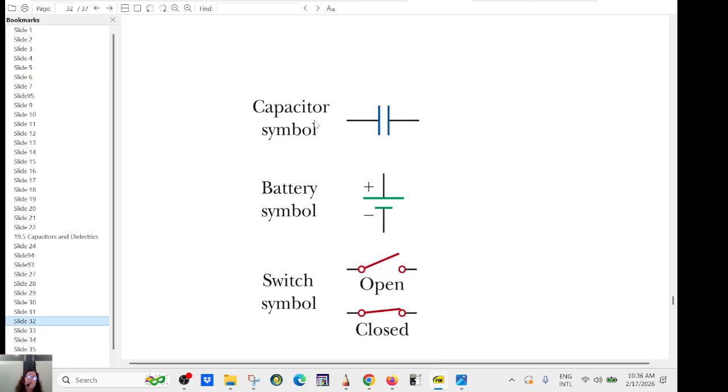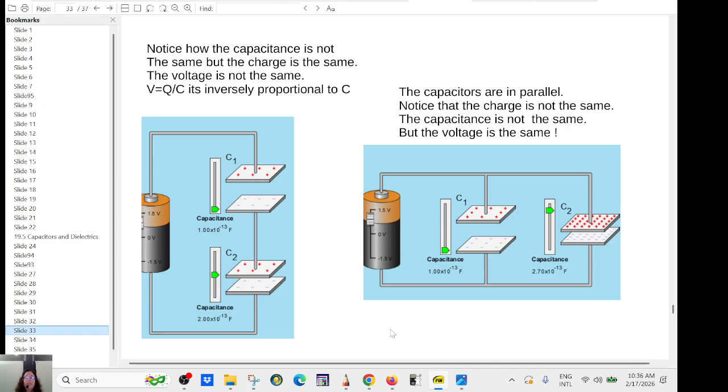So that will be the symbol for a capacitor. It's like two plates here. You can have capacitors in series, and capacitors in parallel. When they are in parallel, you boost the amount of charge that you are storing.